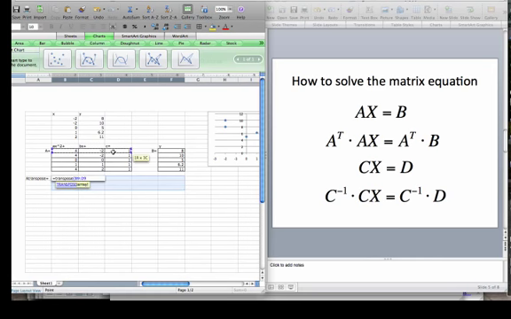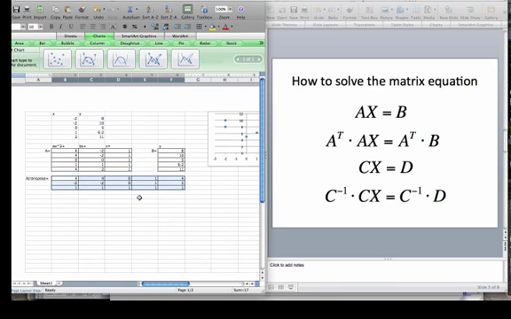Highlight A, parenthesis, and then either Control or Command Shift Enter. And before I do anything else, I'm going to box it. All right, I have A transpose.